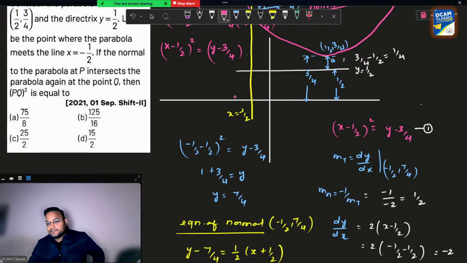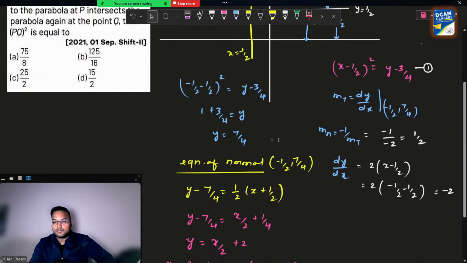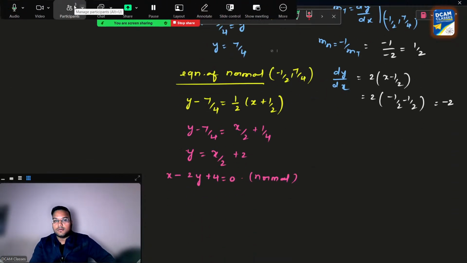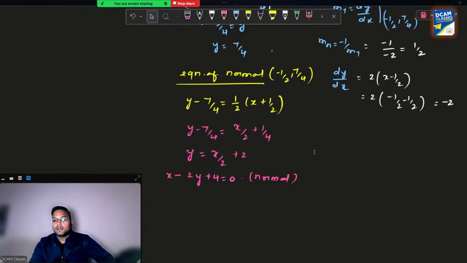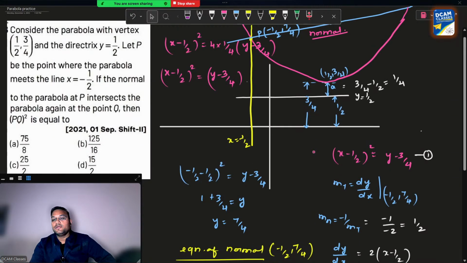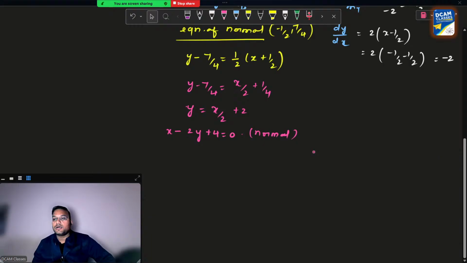How will you find out the value of point q? You have to solve this normal equation again with the parabola equation. When you solve it, one point you will get as p, and the other point is your point q. Let me show you how you'll do it.